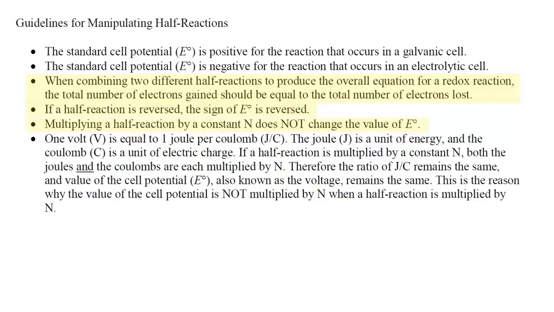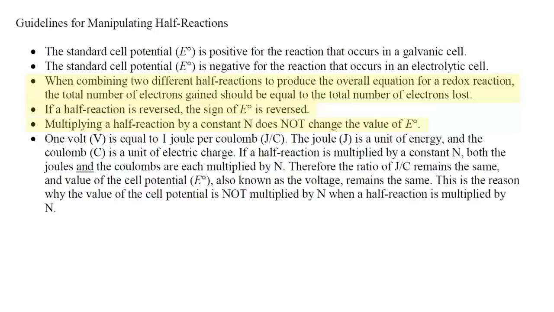But another important guideline says when combining two different half reactions to produce the overall equation for a redox reaction, the total number of electrons gained should be equal to the total number of electrons lost. But during that process, when you have to multiply each of the coefficients in a half reaction by 2 or by 3 or by 4, multiplying a half reaction by a constant n does not, and that's very important, it does not change the value of the cell potential.